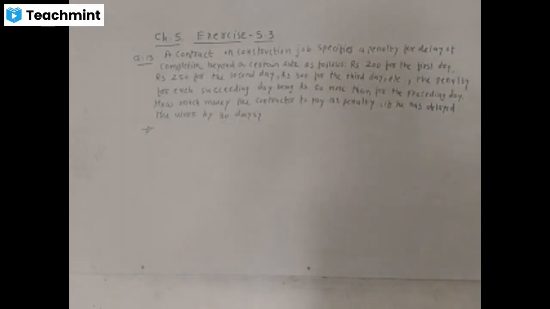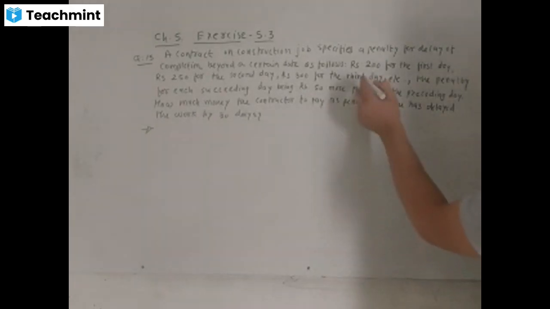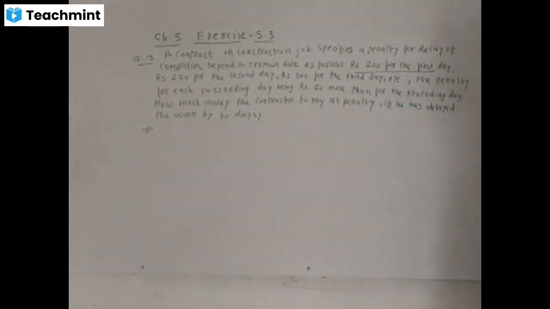A contractor on a construction job specifies a penalty for delay in the completion beyond a certain date as follows. एक कॉन्ट्रैक्टर है, उन्होंने काम किया है और जो वर्क डेट के हिसाब से डिले होगा, जितने दिन वर्क डिले होगा उसके ऊपर से पेनल्टी इंक्रीज होती है. ₹200 for the first day. अगर एक दिन लेट होगा काम तो उसको ₹200 पेनल्टी देनी पड़ेगी.